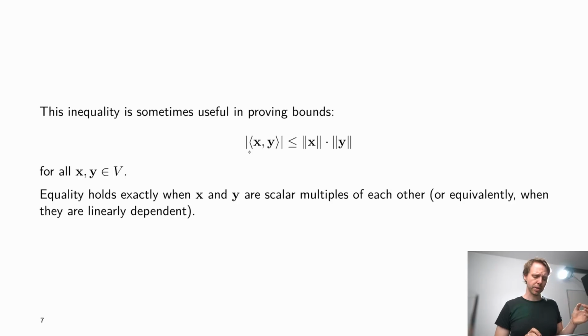The following inequality is also known as the Cauchy-Schwarz inequality. And we often use it in machine learning to prove some bounds. It's written as follows. The absolute value of the inner product between vector x and y is smaller or equal to the product of the norm of x times the norm of y, and that has to hold for all x, y in our vector space. Equality holds exactly if they are scalar multiples of each other. That means that they are linearly dependent.